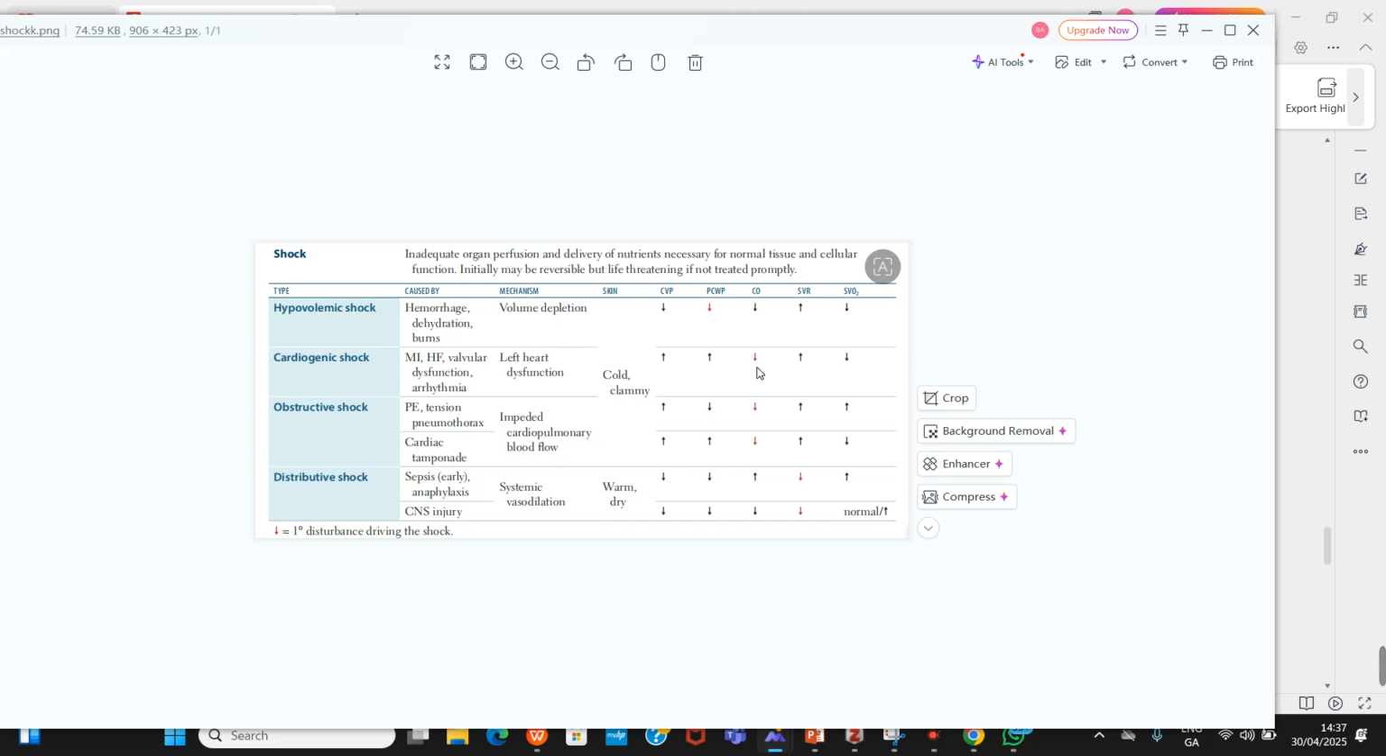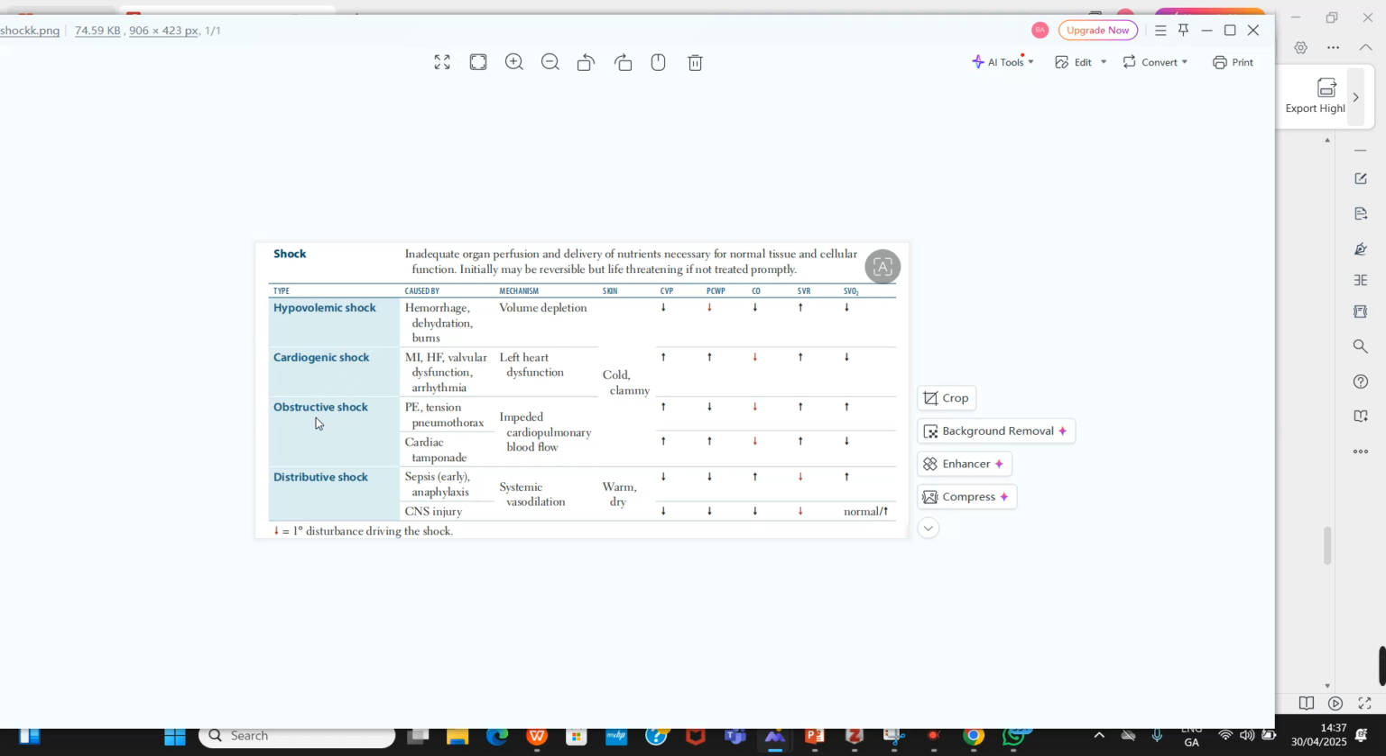And of course, there's going to be a sympathetic response to try to maintain blood pressure, causing a rise in the SVR. And because of the drop in the cardiac output, the SvO2 is going to drop. That's cardiogenic. So just look at the pressure in the right and the left side. Is it elevated? Once both of them are elevated, and you look at the clinical scenario being described, it's something relating to the heart, just go and pick cardiogenic shock.